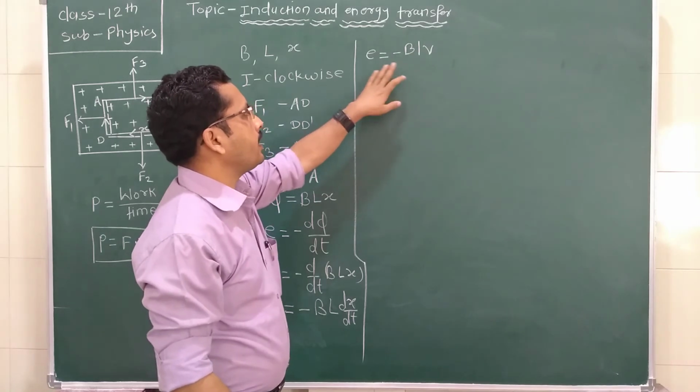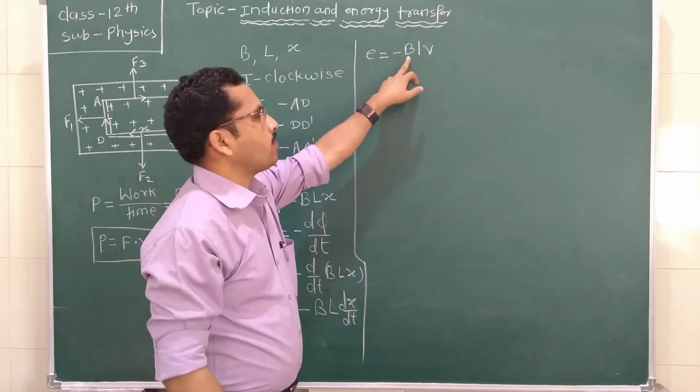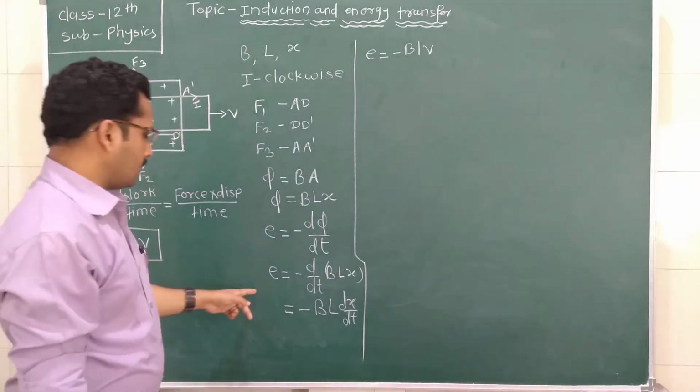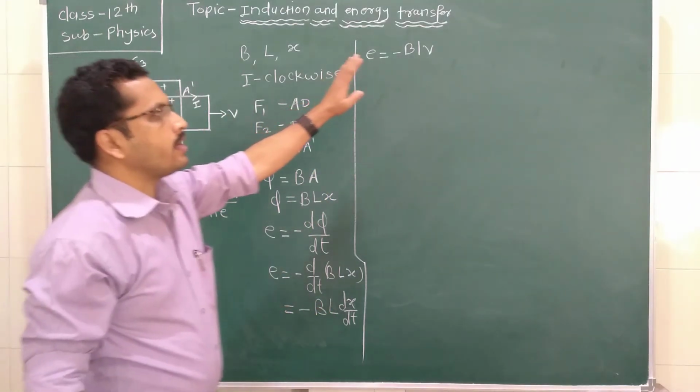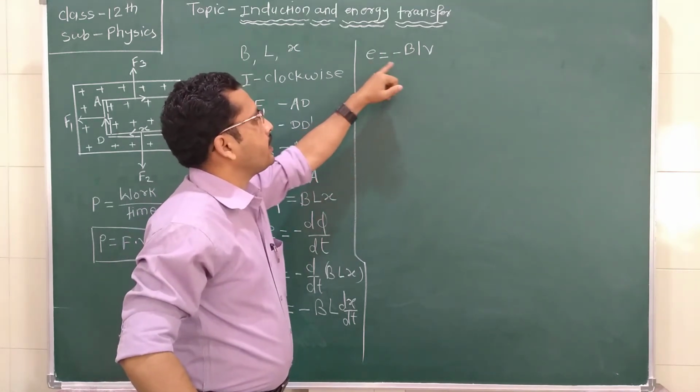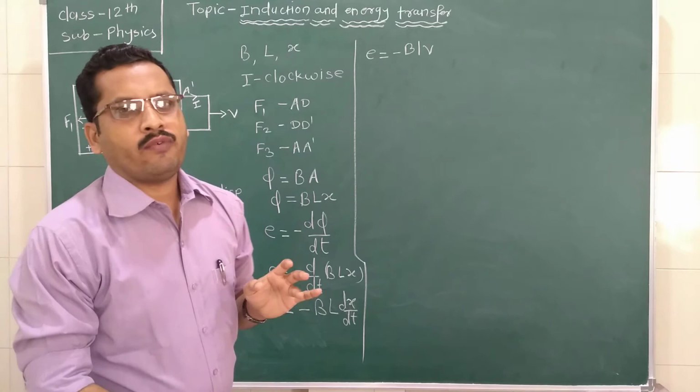This negative sign indicates that this EMF and this magnetic field are oppositely directed. So E is equal to minus BLV in vector notation. In scalar notation, or magnitude, we can write E is equal to BL into V.